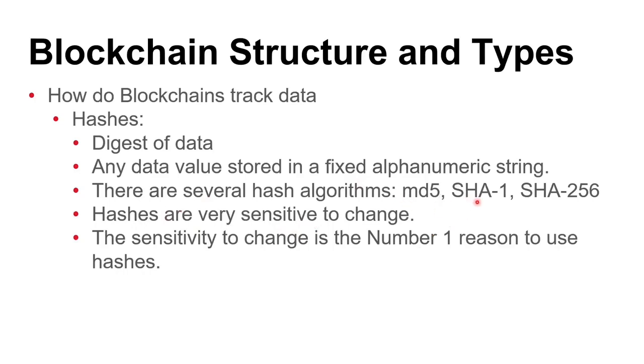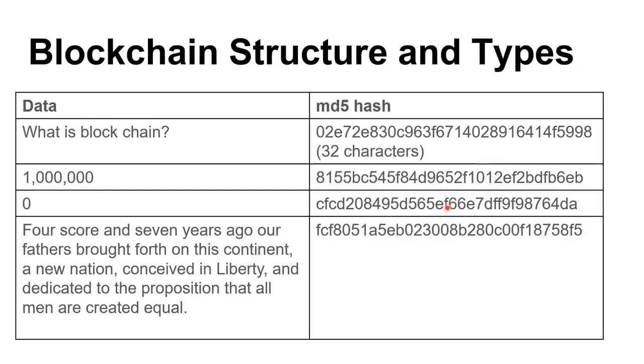So if there's any change to the data that generated that hash, the hash is going to be different. That sensitivity to change is probably the number one reason to use hashes if you want to know if any of your data has undergone any kind of changes. So let's take a look at some examples.